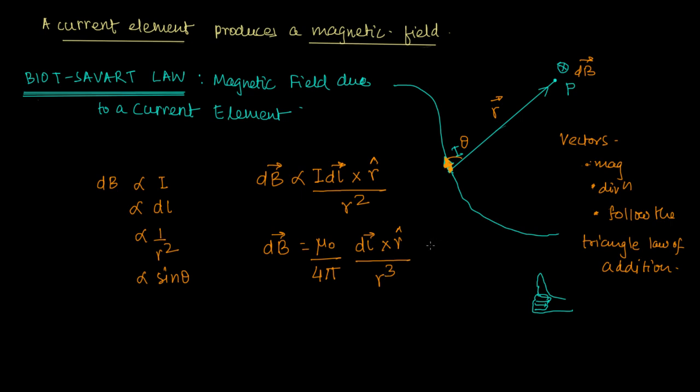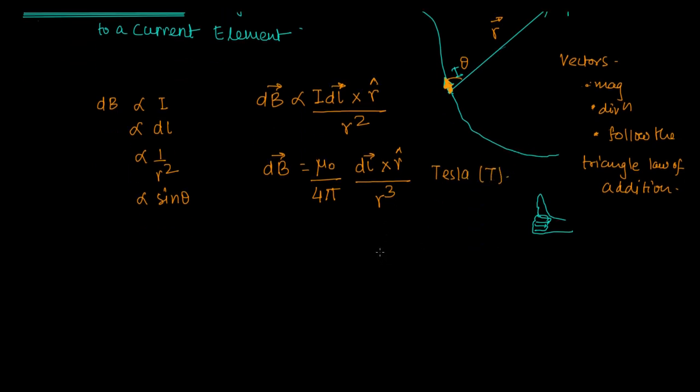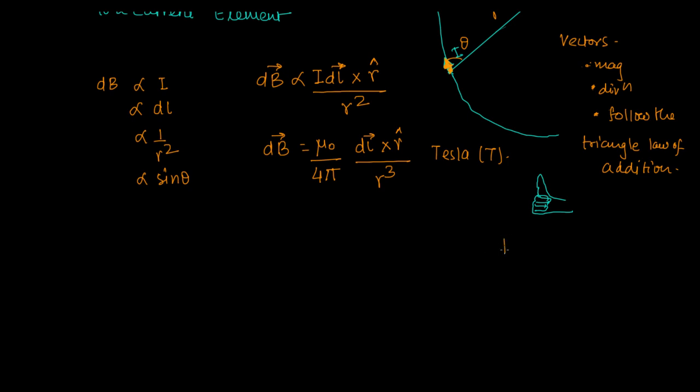The unit of this field is Tesla, which is denoted by this. Okay, and we have already elaborated on it. One Tesla is also one Weber per meter square. That is one Weber per meter square. And there is another unit that we use, one Gauss. One Gauss is 10 to the power minus 4 Tesla.